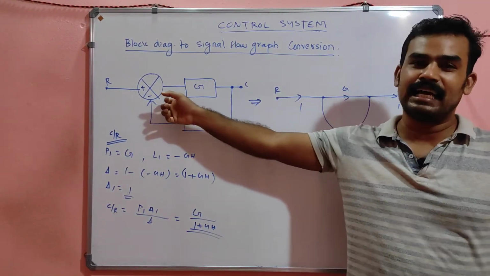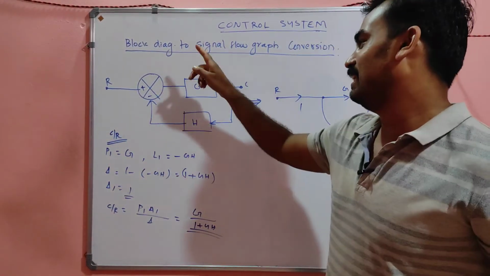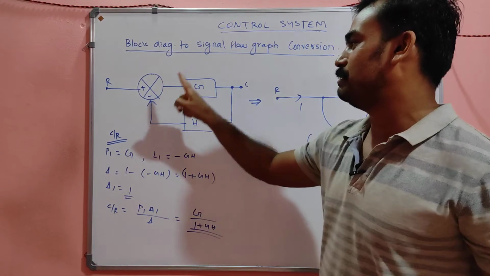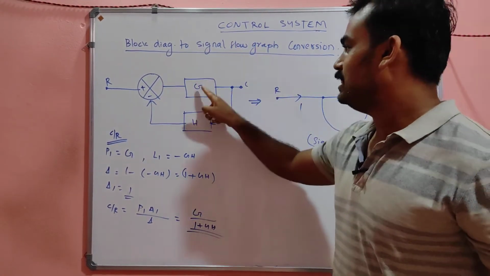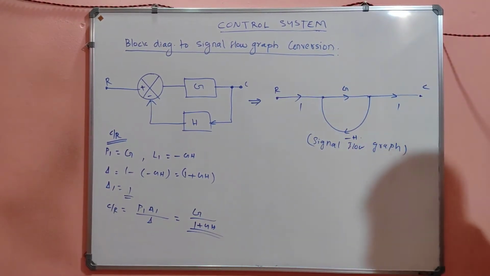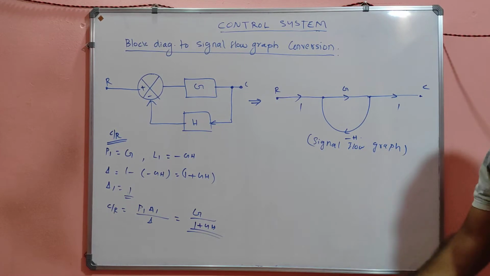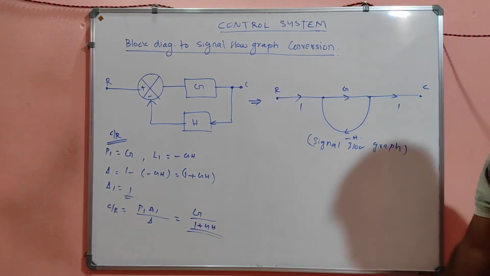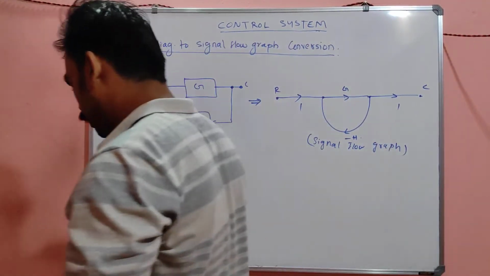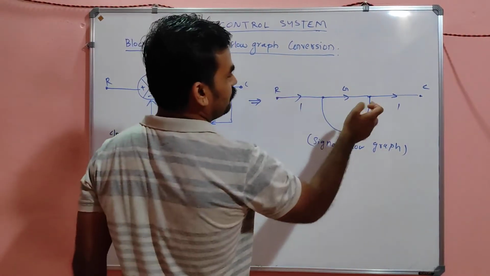In the first class I derived the expression by considering the error signal, R of S, E of S, B of S, H of S, G of S, C of S, everything. I derived a long derivation and found it. See, in how few simple steps we arrived at the answer. That is the power of signal flow graph. But the problem where we fail is in considering the nodes.